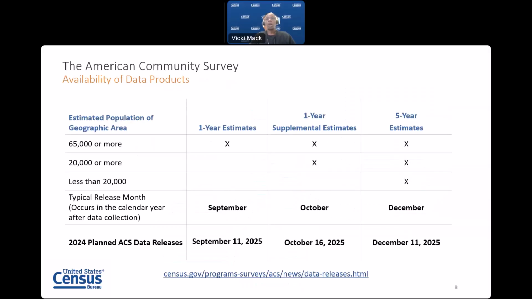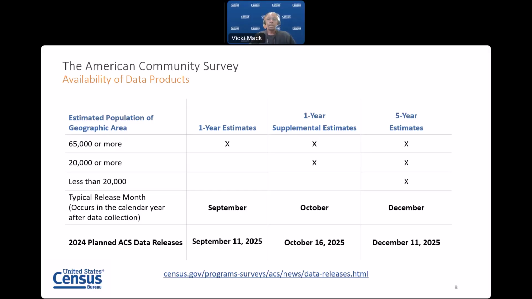ACS data products are released about 1 year after the data are collected. The data are typically released in September, the calendar year after collection, as 1 year estimates. In October, the calendar year after collection, as 1 year supplemental estimates. And 5 year estimates are generally released in December, the calendar year after collection. For example, the 1 year ACS data collected from January 1st through December 31st of 2023 were released in September of 2024.